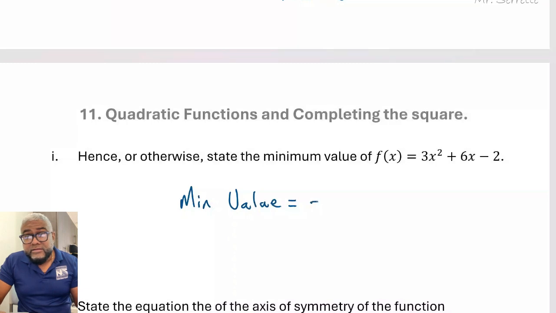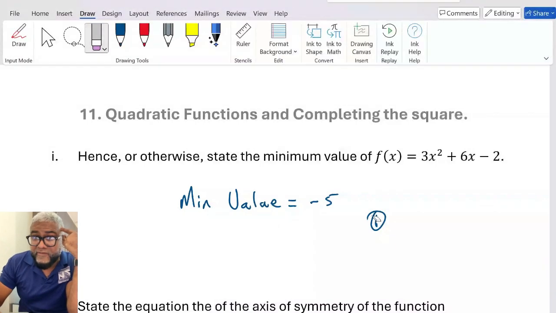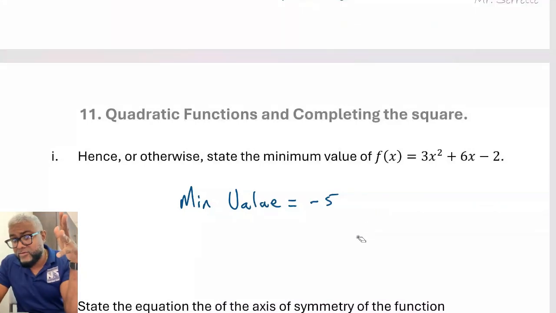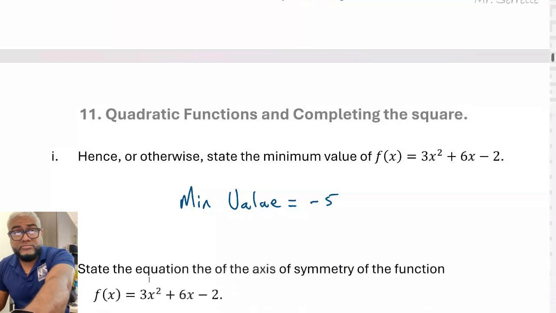K is negative 5. In CXC, again, a whole mark just to write down negative 5. This is a CXC question, by the way. A whole mark just to write down negative 5, to remember that the minimum value of a quadratic function, the minimum or maximum value, is given by K. Everybody got there?